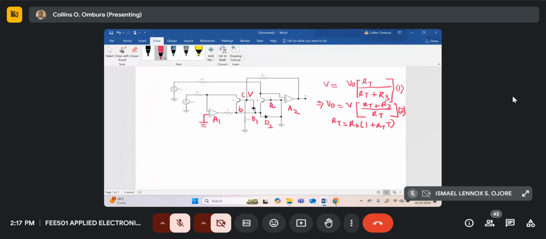So if I start at point A, I go against the potential VBE2. So I can write, apply KVL to loop A, B, C implies that minus VBE2 plus VBE1 should equal to V.